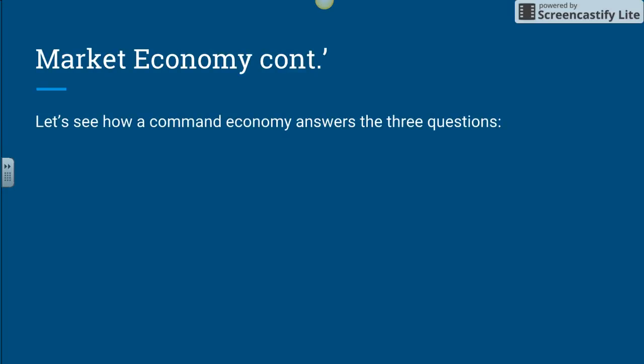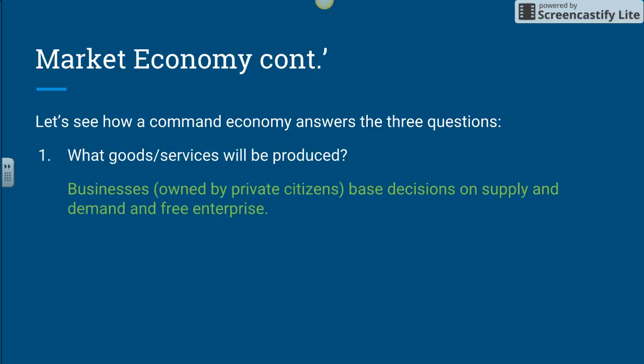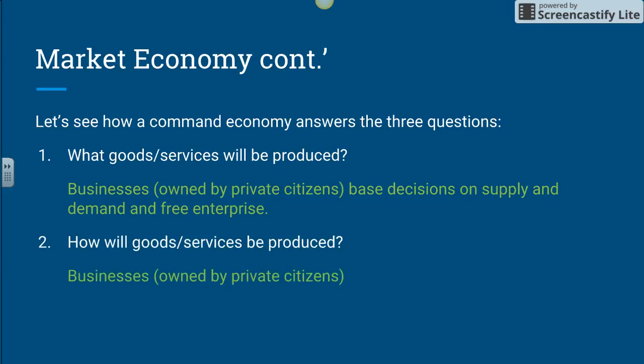How would a market economy answer these three questions? Businesses owned by private citizens would base their decisions on supply and demand and free enterprise. Businesses owned by private citizens would decide what goods and services will be produced. And consumers are the ones who would consume the goods and services, people who buy the things.